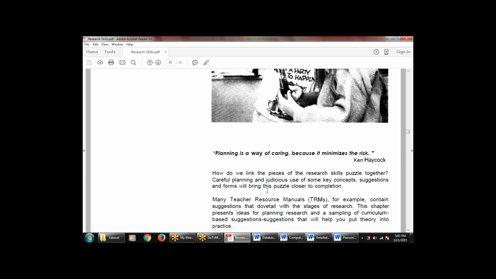This chapter presents ideas for planning research, that is, how to plan the research and the various ways by which we can plan it. It also presents a sampling of curriculum-based suggestions, and those suggestions will be carried out in a practical way. They will help to put the theory into practice, that is, how to put the theoretical concepts into practice.